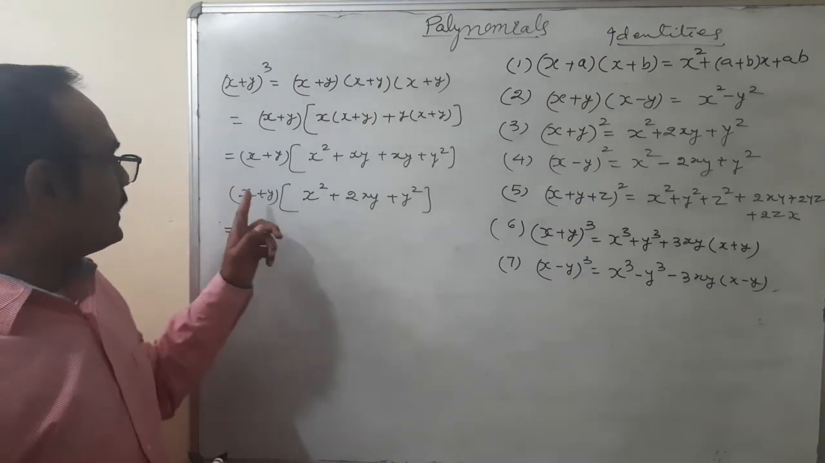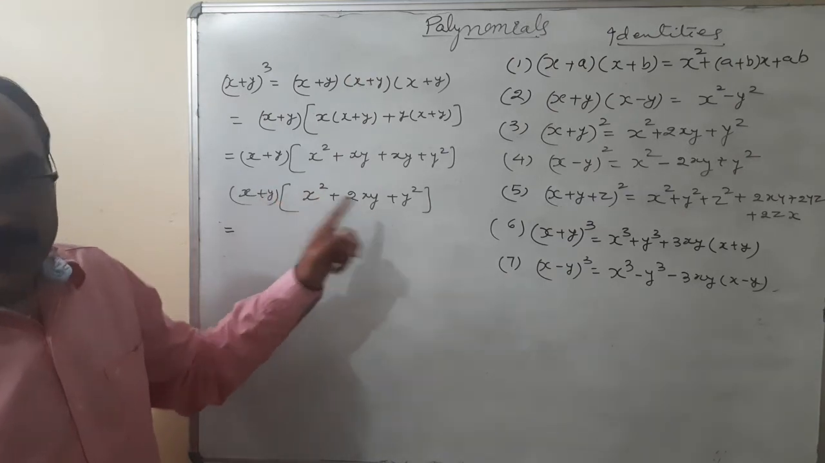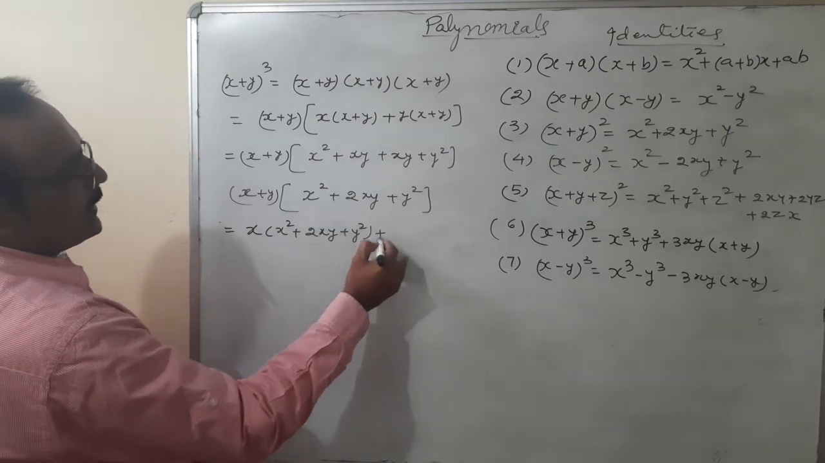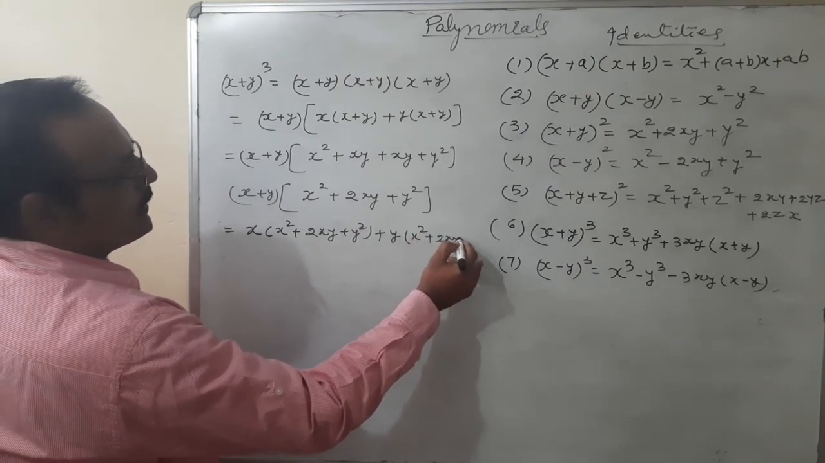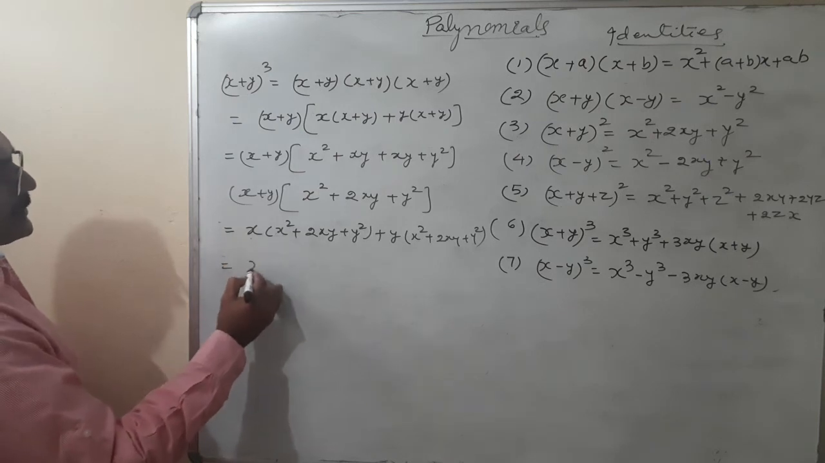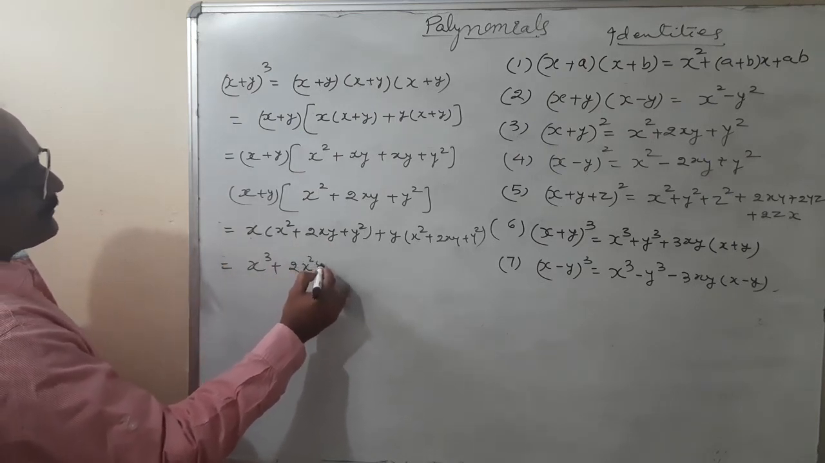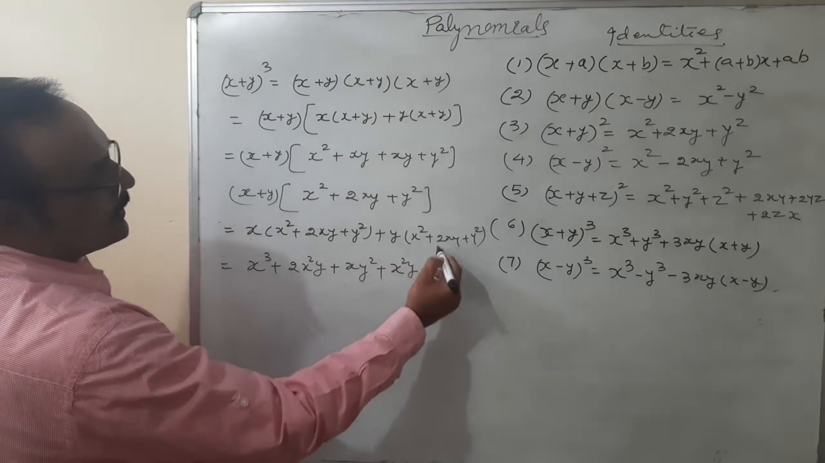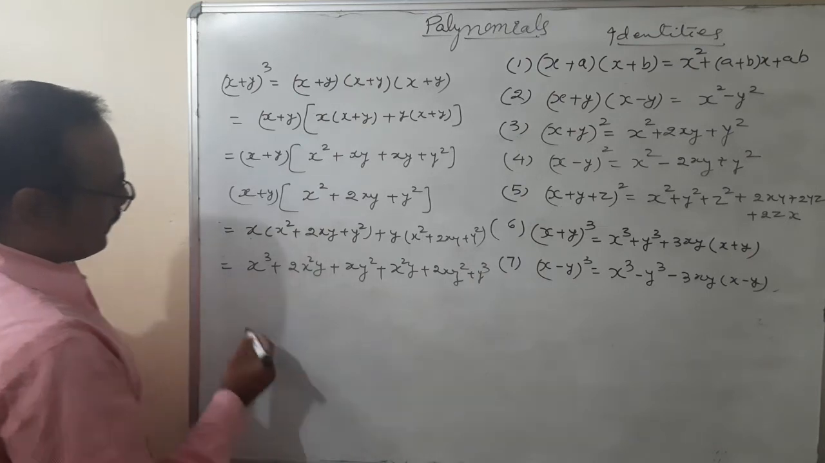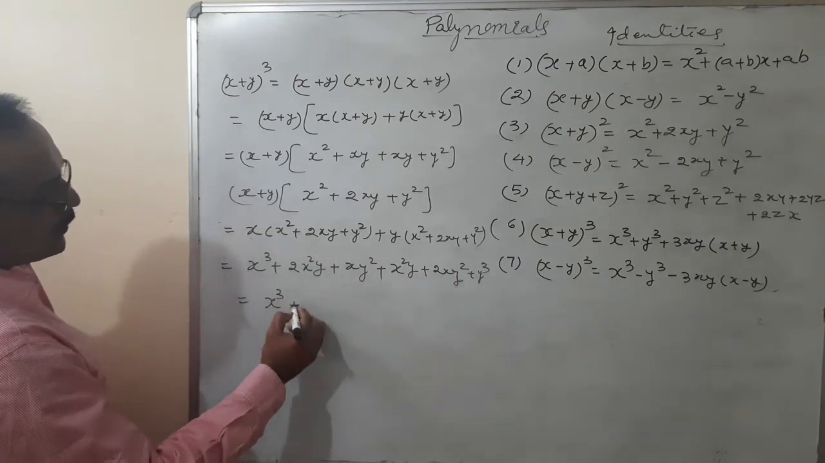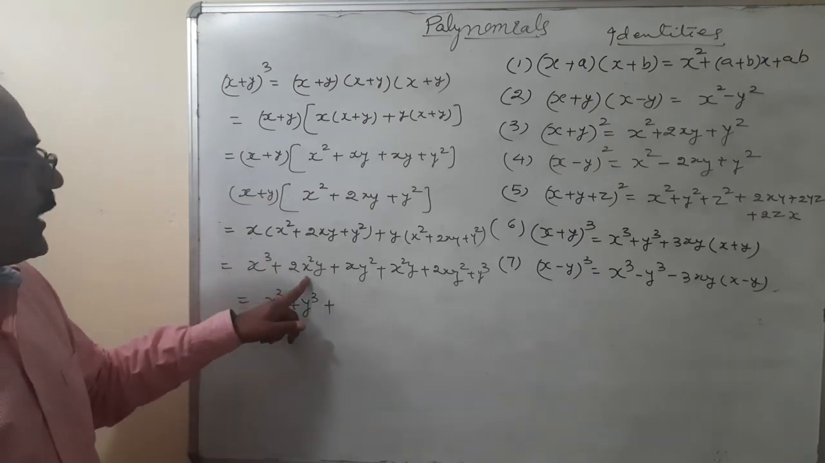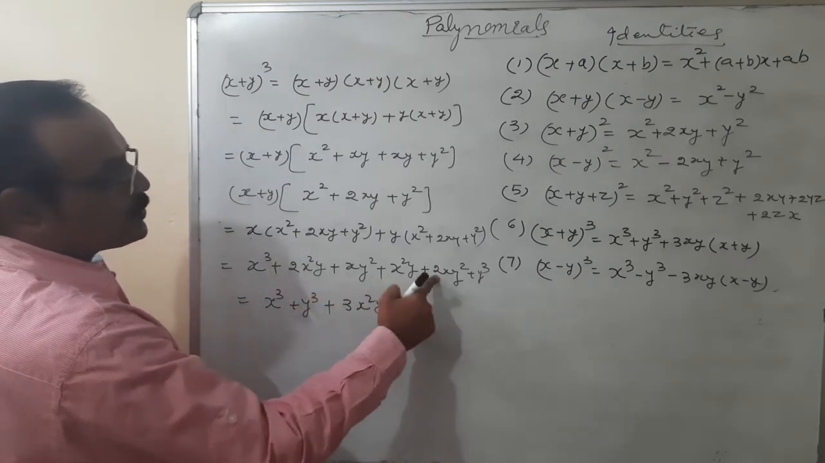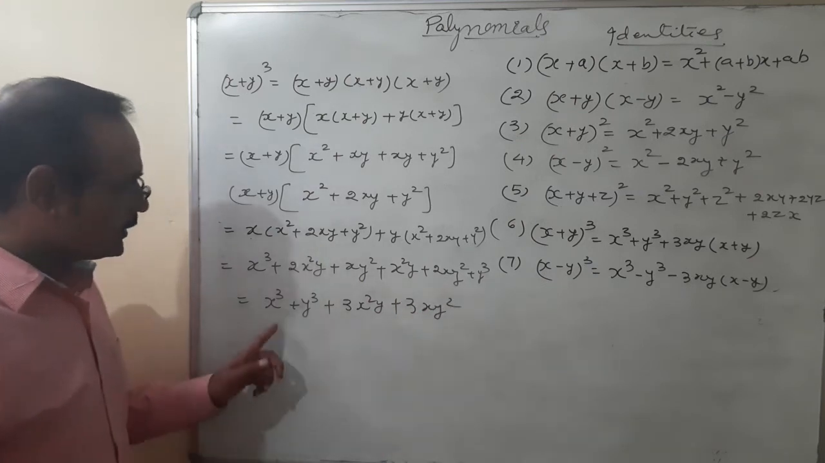Remaining two brackets are there. Again this x is multiplied to all the terms of the second bracket, and now the y multiplied to the second. So x multiplied by this is x square plus 2xy plus y square, and plus y multiplied by again x square plus 2xy plus y square. The result is x cube plus 2x square y plus xy square plus x square y plus 2xy square plus y cube. That means it is x cube plus y cube plus 2x square y and plus 1x square y, it is 3x square y, plus xy square plus 2xy square, it is 3xy square.